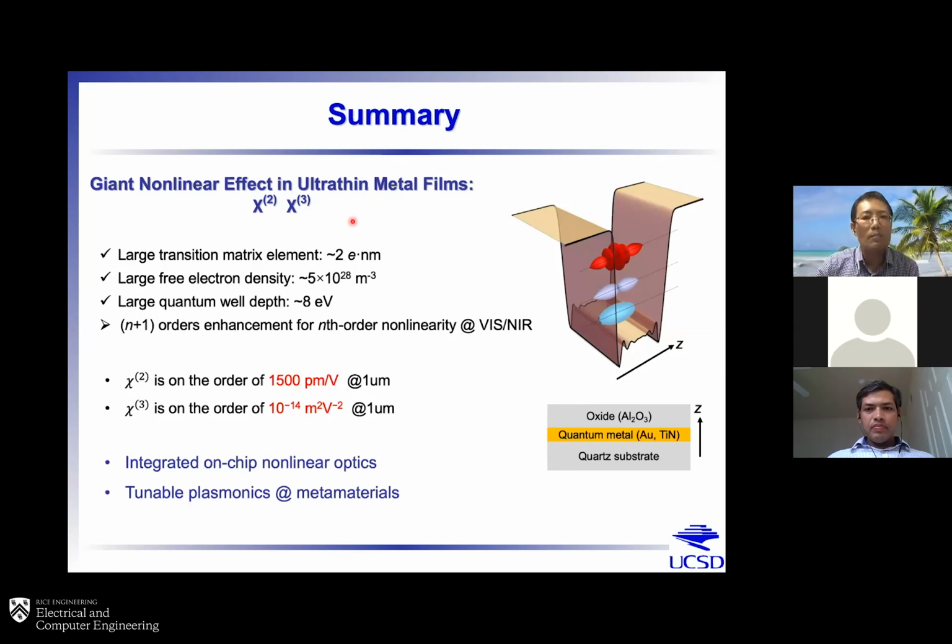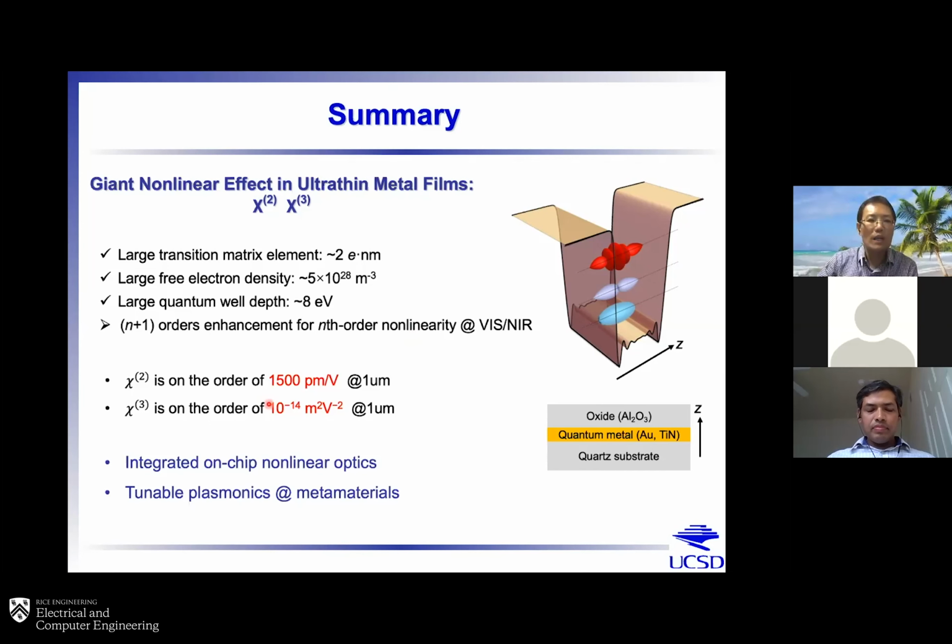We think the ultra thin metal film provides a very interesting opportunity to get a very big Chi2 and Chi3. I want to emphasize here, this is about n+1 orders of enhancement for nth order nonlinearity in this metallic quantum well. So if you get a second order nonlinearity, you probably can get 2+1, 3 orders of improvement. If you deal with third order, you may get 4 orders of improvement. Okay, so that's roughly the estimation.